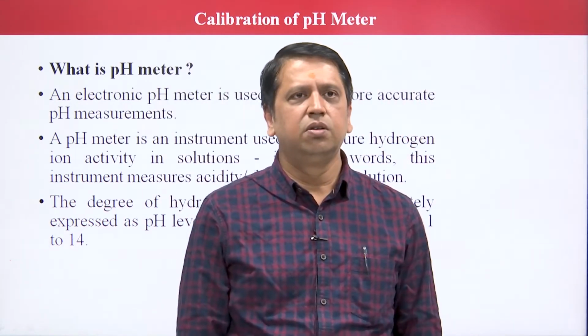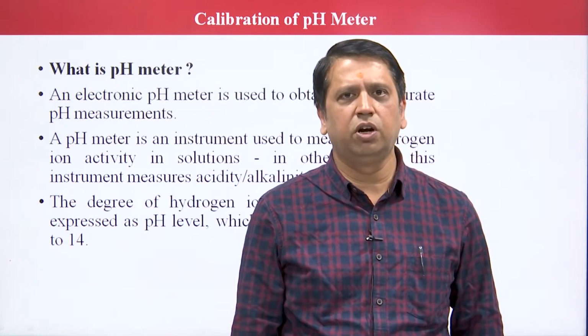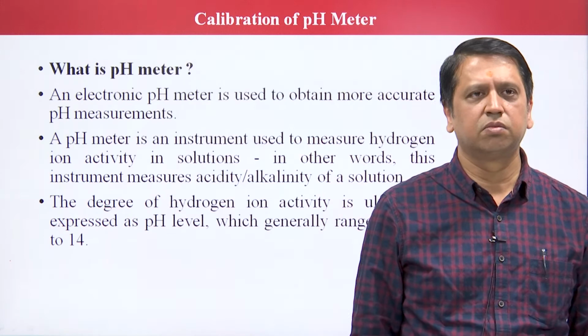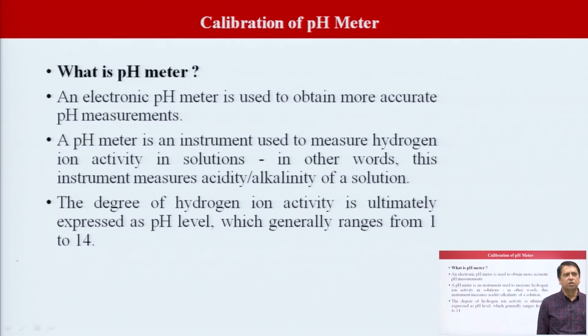So, first of all, what is a pH meter? A pH meter is an electronic instrument. It is used to obtain more accurate pH measurements. A pH meter is an instrument used to measure hydrogen ion activity in solutions, or in other words, this instrument measures the acidity or alkalinity of a solution.